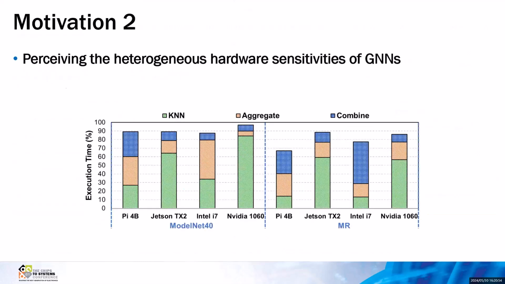The second motivation is perceiving the heterogeneous hardware sensitivities of GNNs. We conducted experiments on various edge devices and found that the same GNN model performs differently and encounters distinct performance bottlenecks depending on the device. Each type of device is better suited for handling different GNN operations. Therefore, when designing and partitioning GNN models, it is crucial to consider the hardware sensitivities of both sides to fully leverage the potential of co-inference.